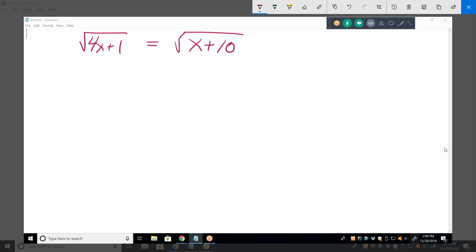Okay, so what's the first step in solving this? Radical signs are like parentheses and denominators. You want to get rid of them. How do you get rid of both radical signs? Tell me the next line.